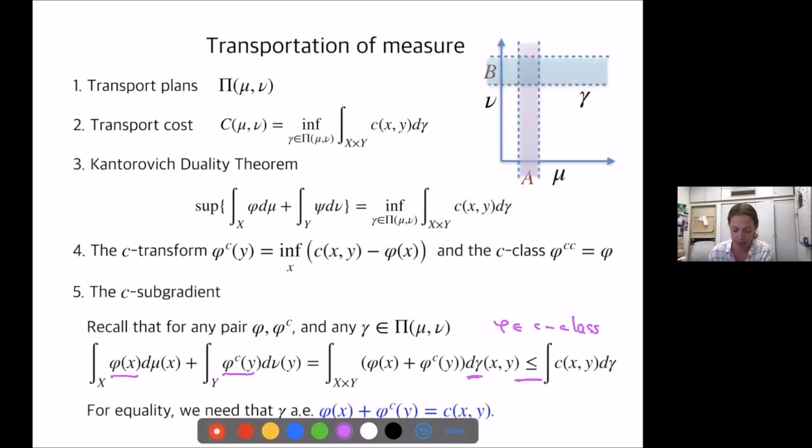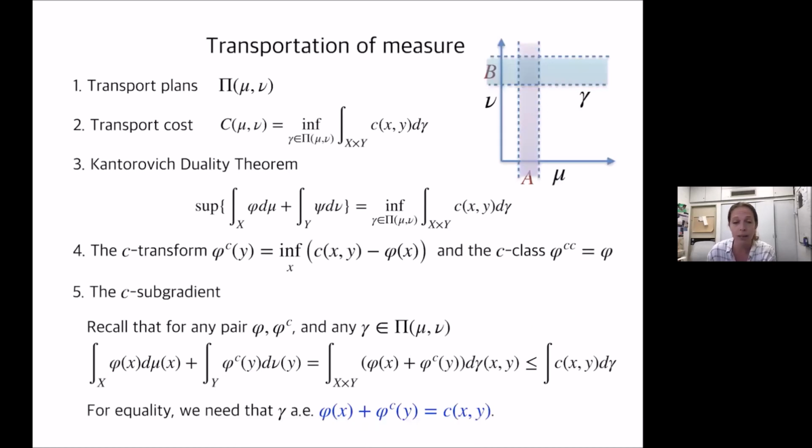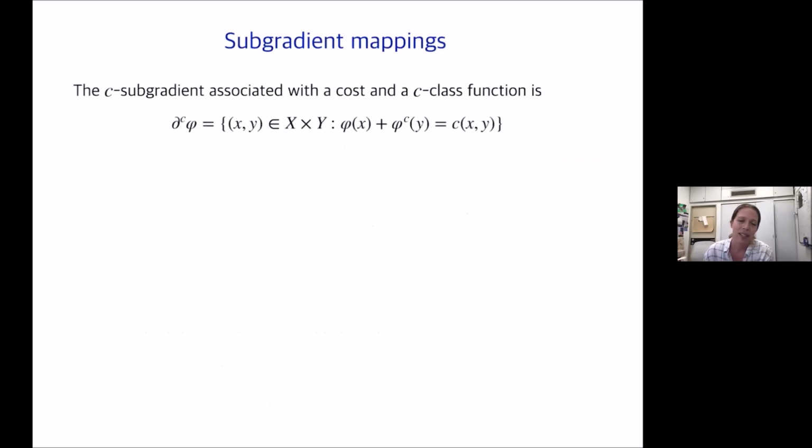Okay, so this is the next thing I wanted to say: for equality in this inequality, we need gamma to be supported, or more accurately, concentrated, so that gamma of the set where phi(x) plus phi^c(y) equals c(x,y) is 1. This has to happen almost everywhere. So the c-subgradient associated with a certain cost and a C-class function phi is exactly this set of pairs x and y which satisfy this as an equality.